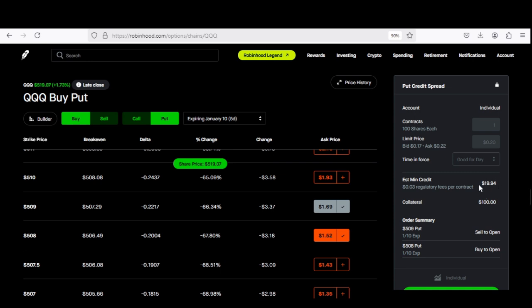So if you divide your $20 by $100, that means you're going to be making 20% once this trade goes in your favor. Just as a comparison, the S&P gives a return of about 10% annually. With this option strategy, you stand to gain 20% on a weekly basis. So there you go. Now, there's a couple ways in which this trade could go.